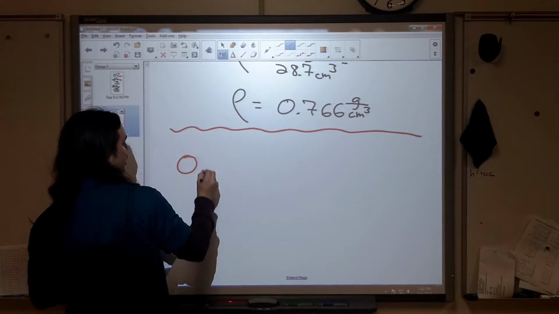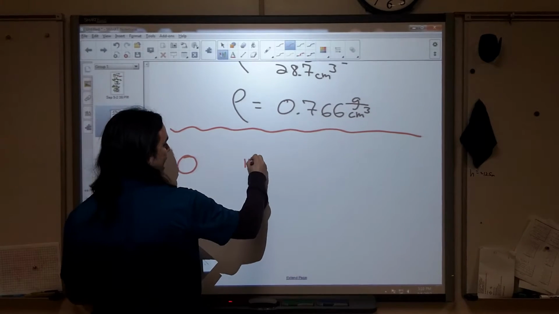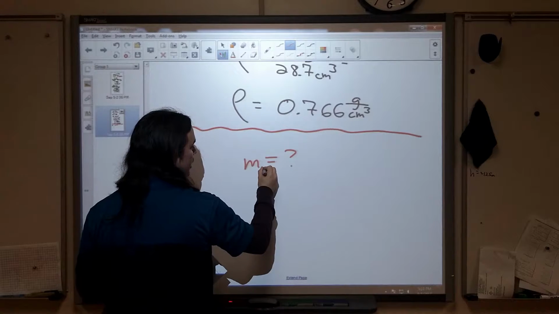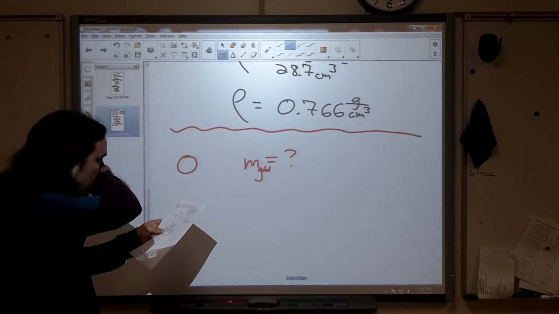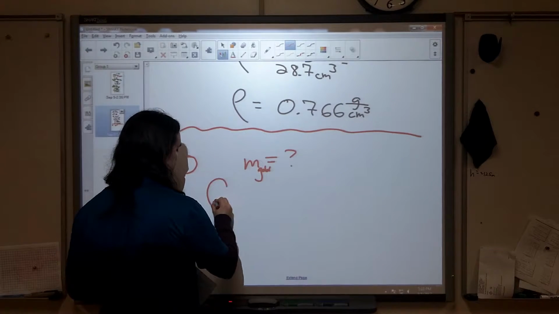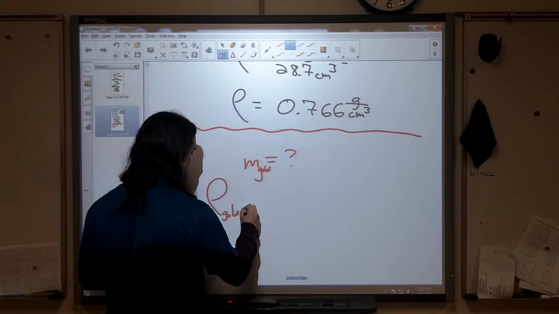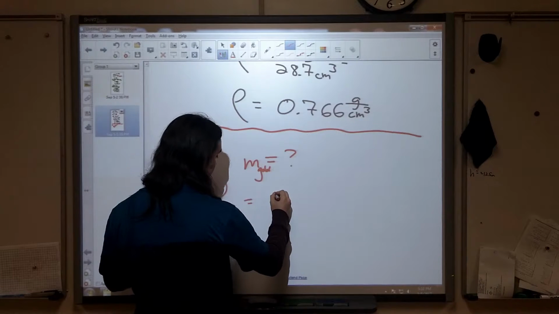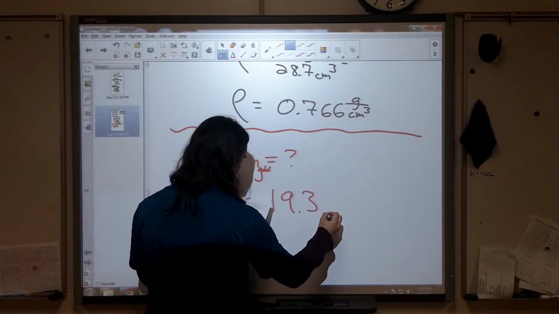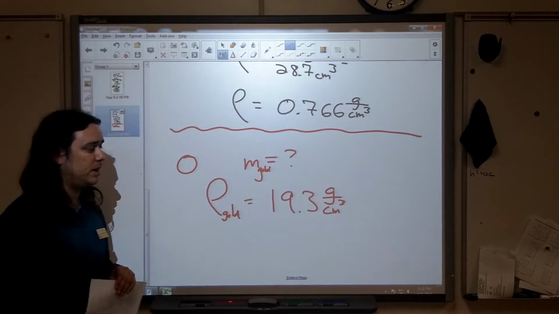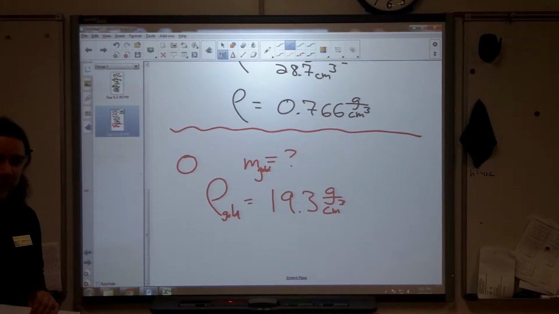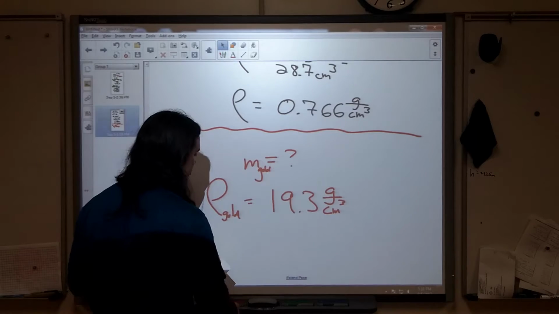And this time, we're going to go through and try to predict what the mass will be if this were gold. Okay. This time we're going to use the density of gold, which is equal to a whopping 19.3 grams per cubic centimeter. This is something that doesn't get brought up much. Gold is really, really heavy. Now, it's a soft metal, but it's also really, really heavy. Something to keep track of.